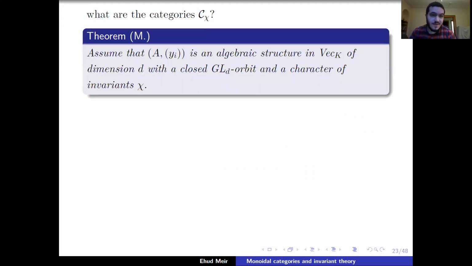So here's a theorem. Let's assume that we started with some algebraic structure in VK, which is of dimension D, and it has a closed GLD orbit and a character of invariance chi. Then the Sikai, the category that we got here, is the representation category of the automorphism group of A, yi.